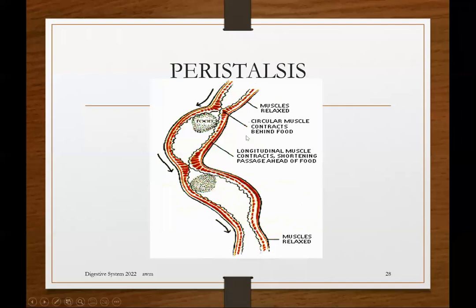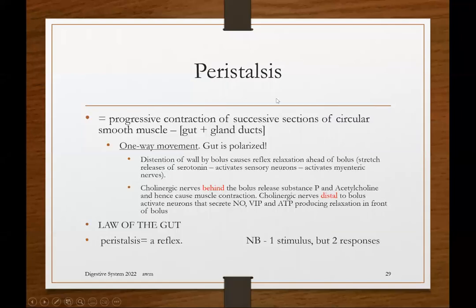If we were to describe this more concretely, we can say that peristalsis is the progressive contraction of successive sections of circular muscle. This smooth muscle is in the gut, in the circular layer, and also in the ducts. And that is how you're able to remove the contents of the duct or the secretions, so they're able to be propelled along the gut, along the glands of the gut.